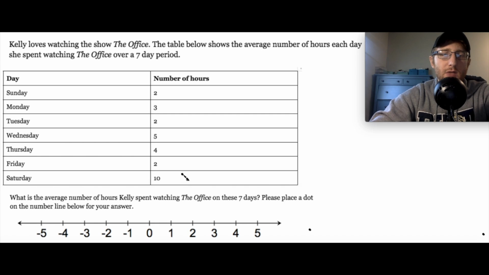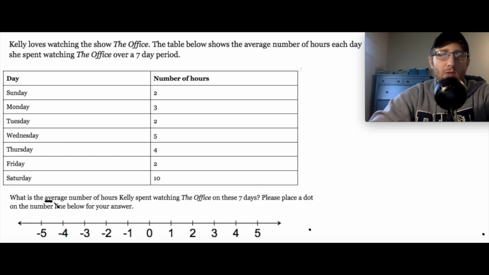And down here it says, what is the average number of hours Kelly spent watching The Office on these 7 days? Please place a dot on the number line below for your answer. Now, obviously you can't really write a dot through the screen, whatever device you're watching this video on, but just imagine if you could, where would you put that dot on the number line down below? So let me give you a chance now if you'd like to pause the video, try to figure this out, and whenever you're ready, we'll go over the answer.